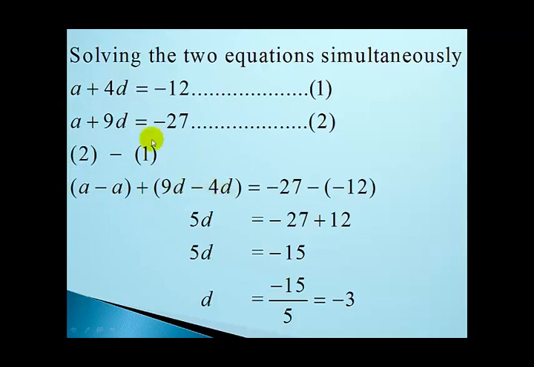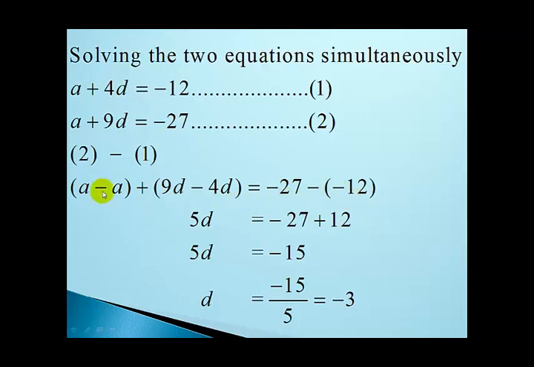So we subtract 4d from 9d. That is how come we have 9d minus 4d. It means that we are subtracting 4d from 9d. And this is equal to minus 27 minus minus 12. That is, we are subtracting minus 12 from minus 27. And this is how it's written: minus 27 minus minus 12.